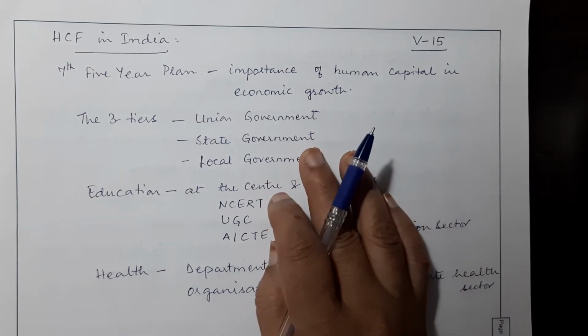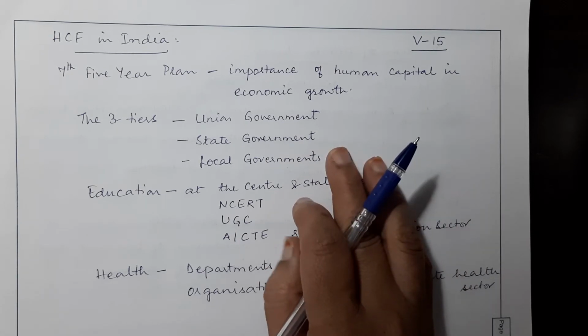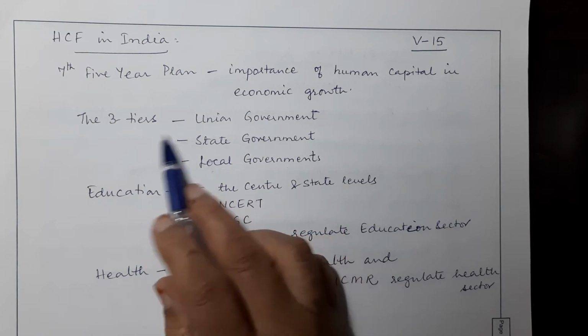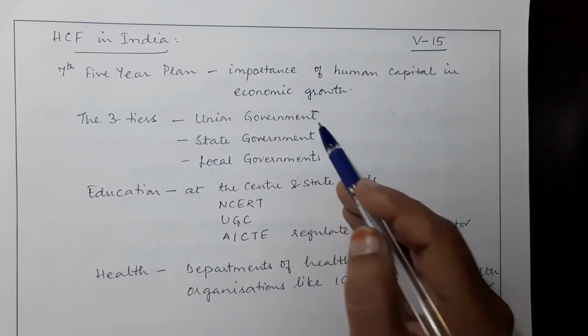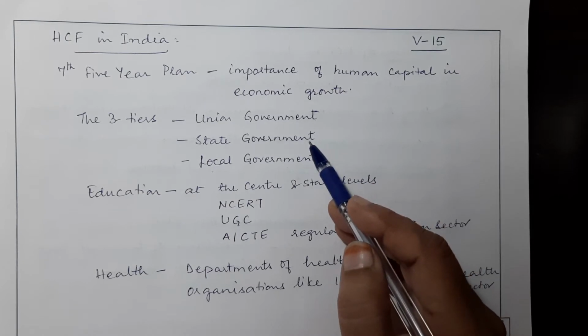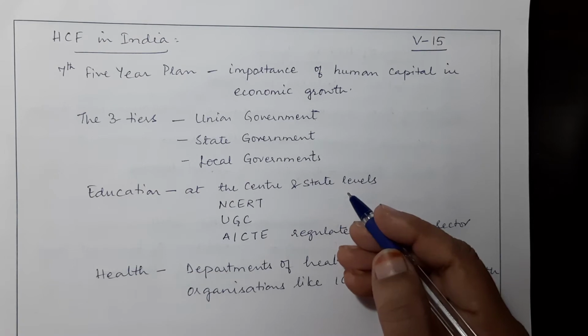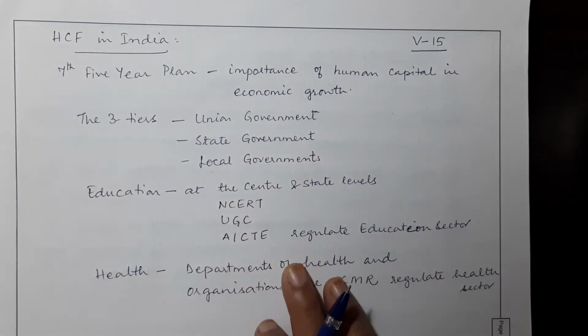Here in India, expenditure on education and health is carried out by all three tiers of the government. The three tiers are the union government, that is the center, then the state governments, and the local governments, that is municipal corporations, municipalities, and village panchayats. All of them come under the local government.